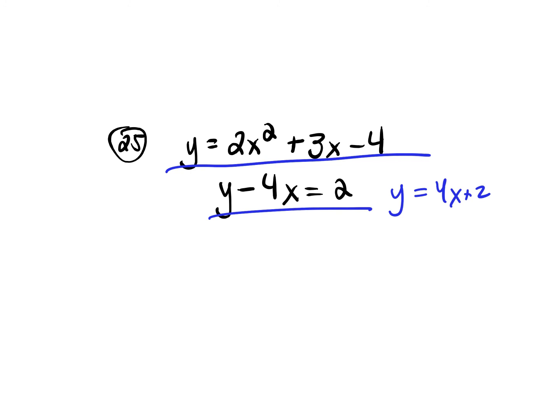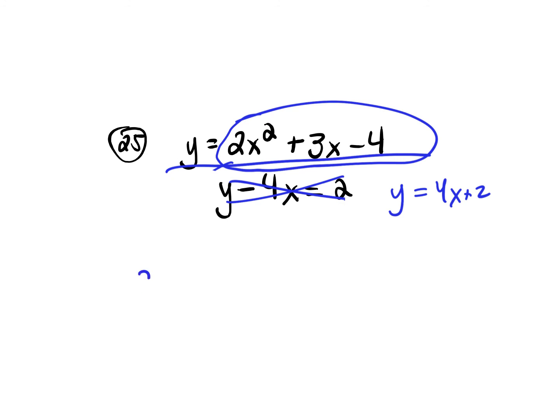Or I could take this whole thing and plug it in right there, right? Because it says y equals. Wouldn't it be easier to set them equal to each other? It doesn't matter, but you guys see the two different ways you could do it. I'm going to set them equal to each other. All right, we rearrange this so we can set them equal to each other. So I'm going to say 2x squared plus 3x minus 4 equals 4x plus 2.